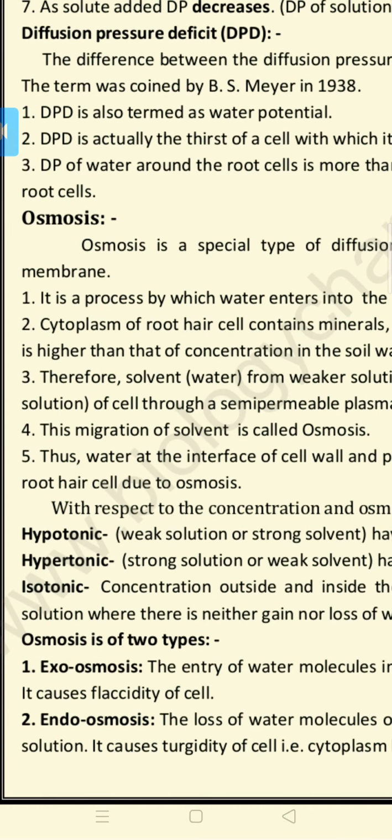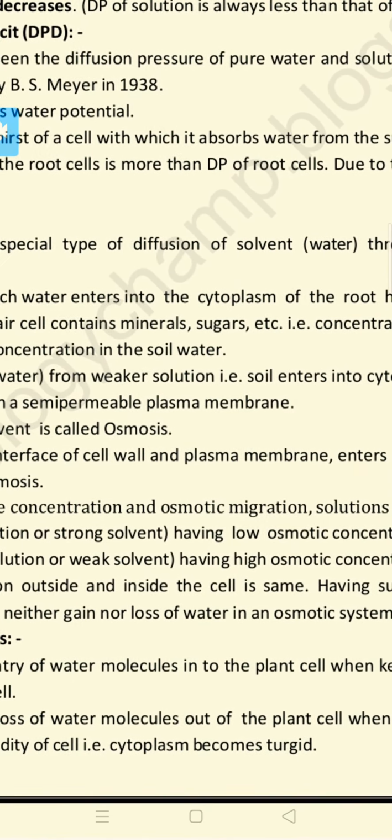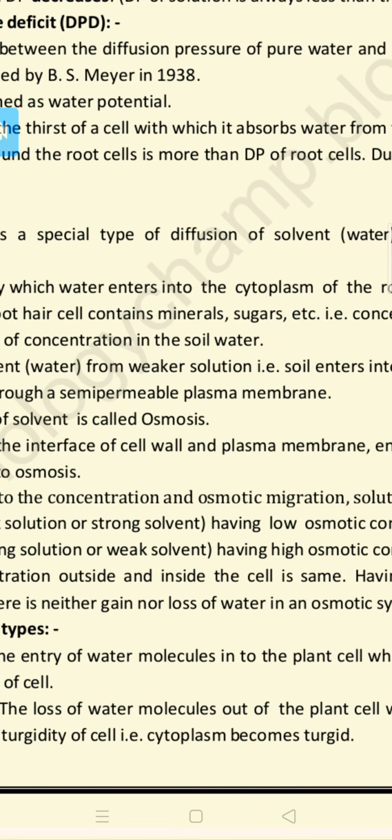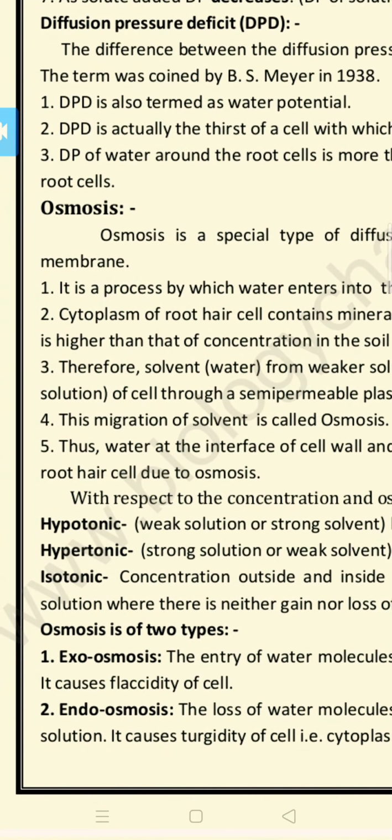Thus, water at the interface of the cell wall and plasma membrane enters into the cytoplasm of the root hair cell due to osmosis. So, the process by which water enters from the surrounding, that is the soil, inside the cell is called osmosis. With respect to the concentration and osmotic migration, solutions are of three types. So now we are going to study the types of solutions: hypotonic, hypertonic and isotonic.